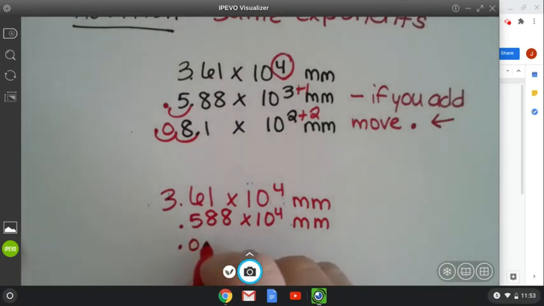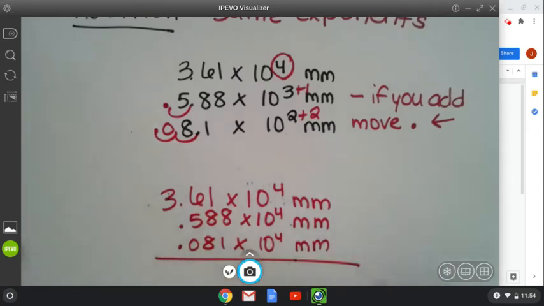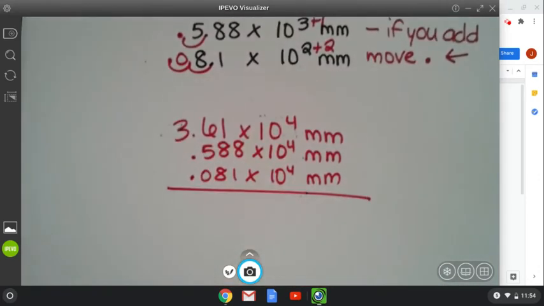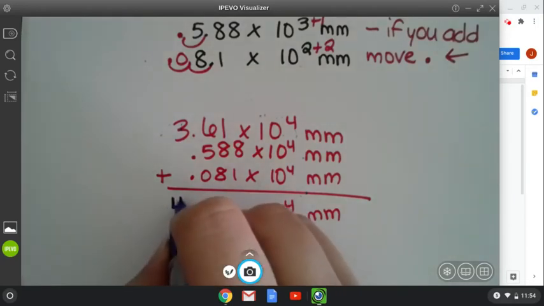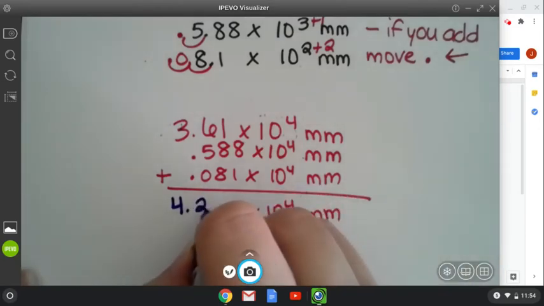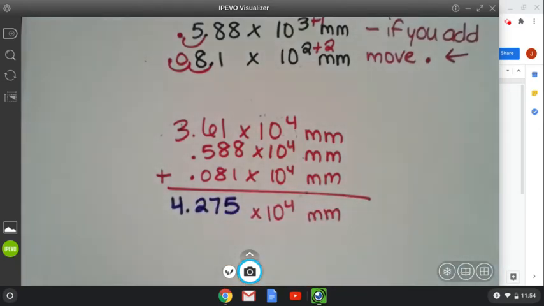Come down here, write my value. So I'm going to write this here in millimeters. So now all I'm going to do is I'm going to add my problem together. And after adding, you're actually going to get 4.275 times 10 to the fourth millimeters. And that would be my final answer for that one.